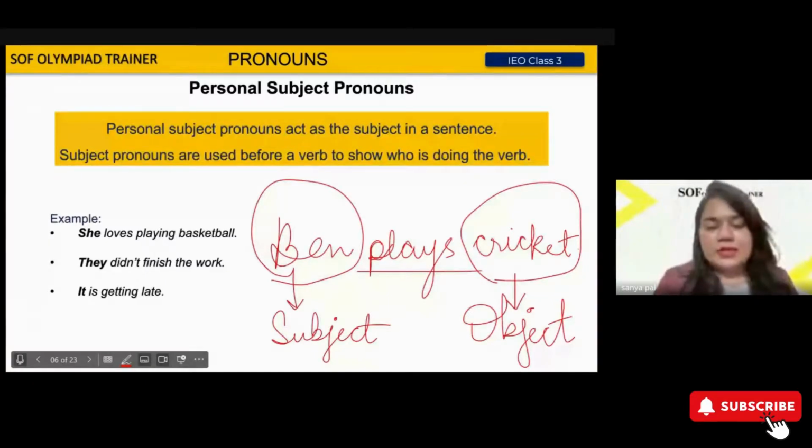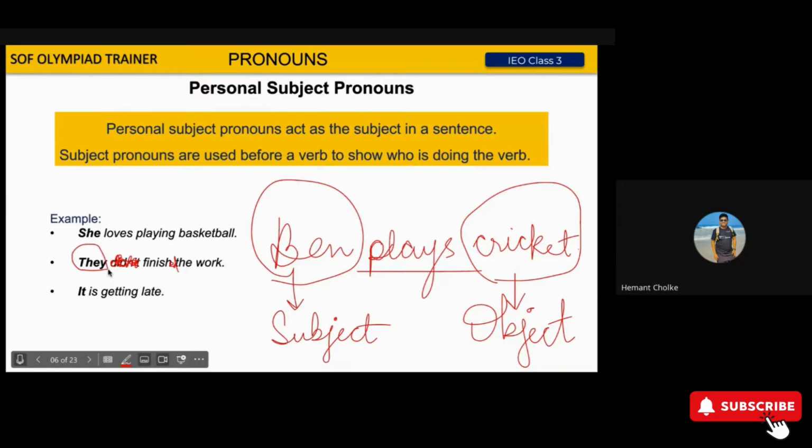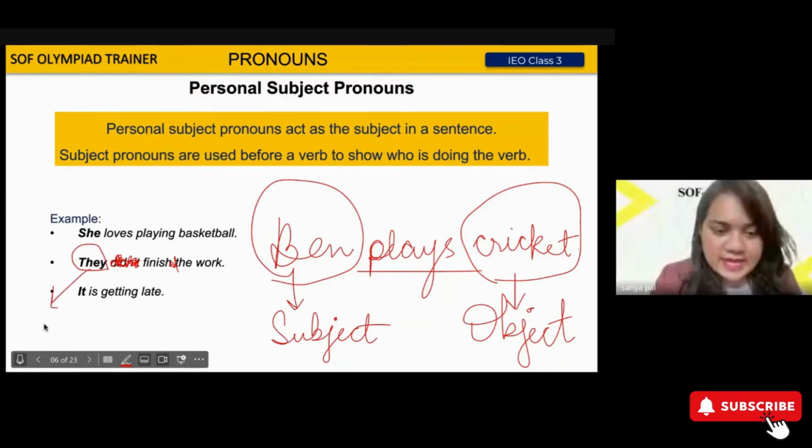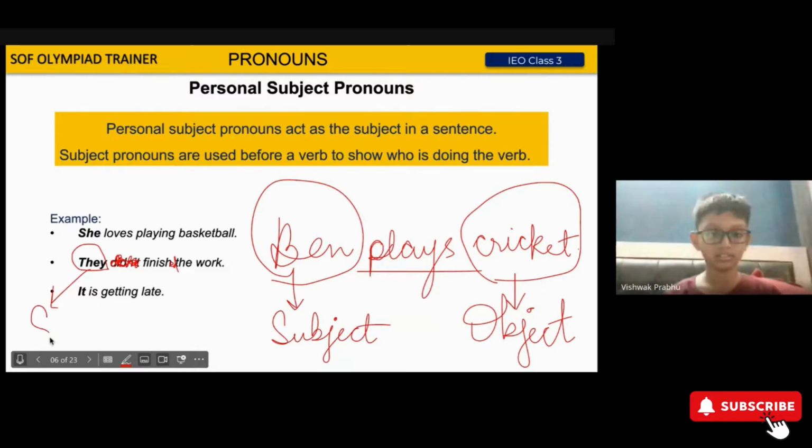Let's take another example here. They did not finish the work. Okay, let's remove did not for now for simple sentence structuring. Let's just say they finished the work. That's the sentence. Okay, they finished the work. Who finished the work? They. Everybody, who finished the work? They. They should be the subject. Very good. Subject.